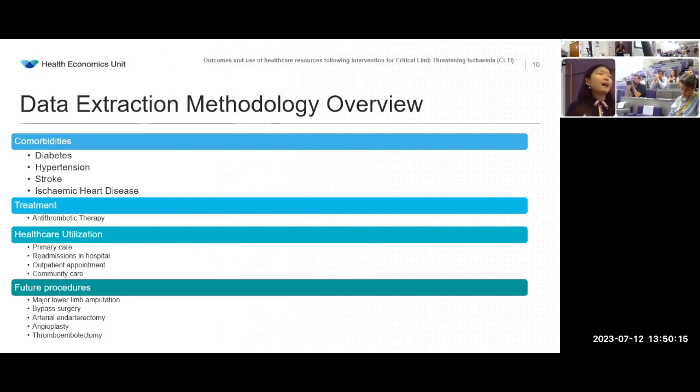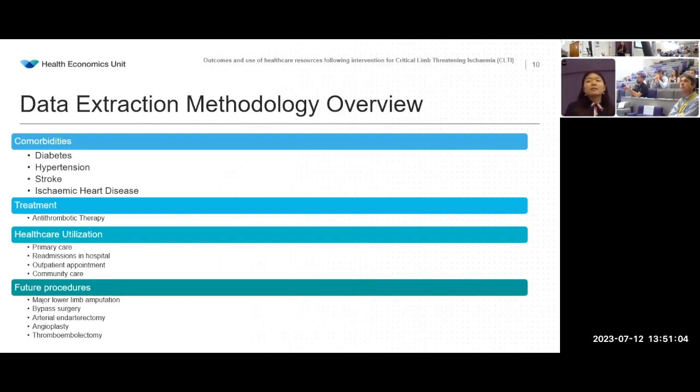We look at if the patient had the therapy within 1 year before the index procedure or after the index procedure, we look at the frequency of the therapy they had, and also the cost of the therapy. For healthcare utilization, we look at primary care, readmissions, outpatient appointments, community care, and we look at how many appointments or admissions they had within 1 year or 3 months after the index procedure. And also we look at the cost of each healthcare utilization and also the length of stay of the readmissions.